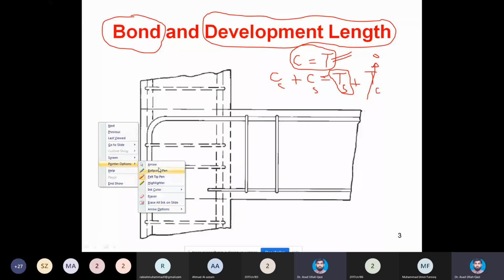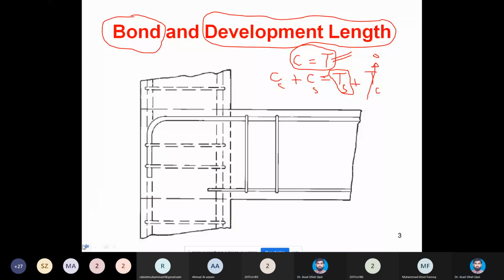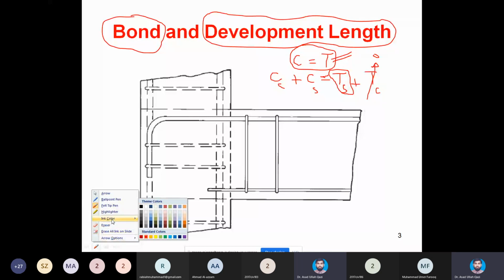Let me get the pointer, filter pen arrow. So we have the other option of highlighter. So there is no highlighter probably. Eraser, ink color, highlighter.